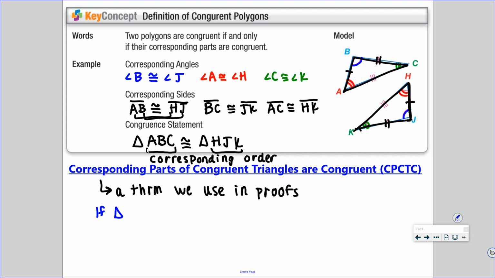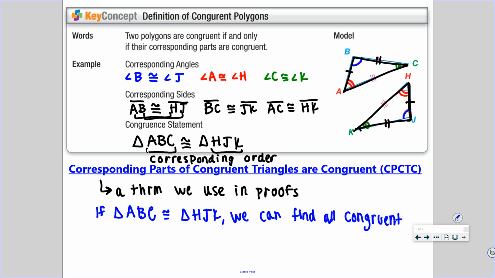If triangle, I'm just going to use the example that we used above, ABC is congruent to HJK, that's what this theorem is, we can find all congruent parts by this theorem. All right, now I often just abbreviate as CPCTC. I wrote that right here. Corresponding parts of congruent triangles are congruent.